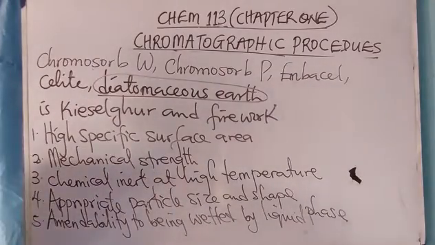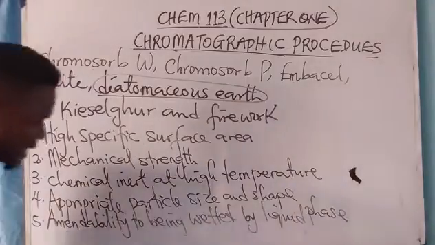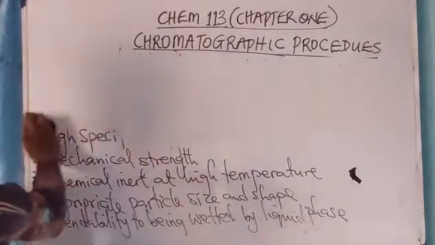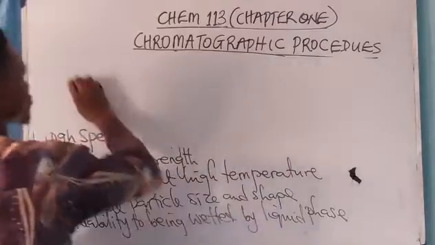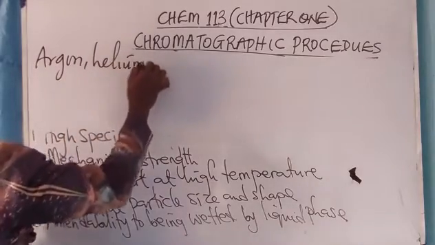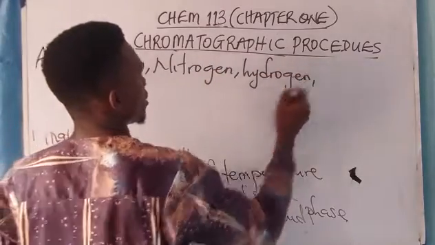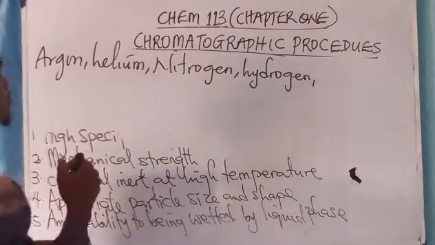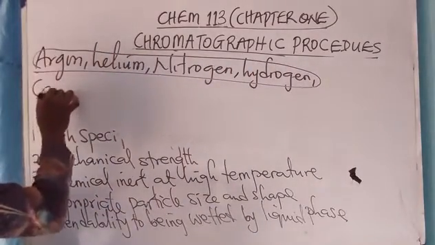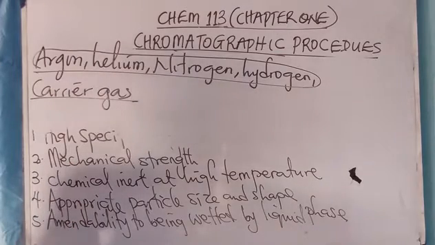Now please, I told us that the carrier gas is used as the mobile phase in the carrier gas supply system. But what are some examples of these carrier gases? Argon is there, helium is there, nitrogen is there, hydrogen is there. So these elements are used as carrier gas. They are the mobile phase.